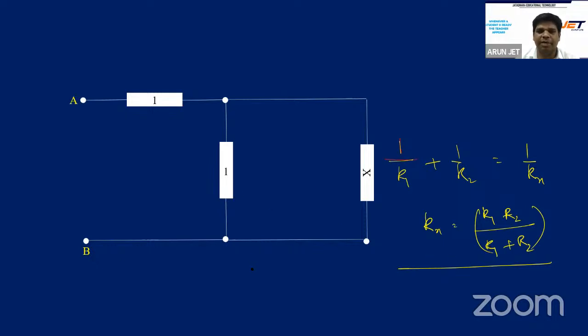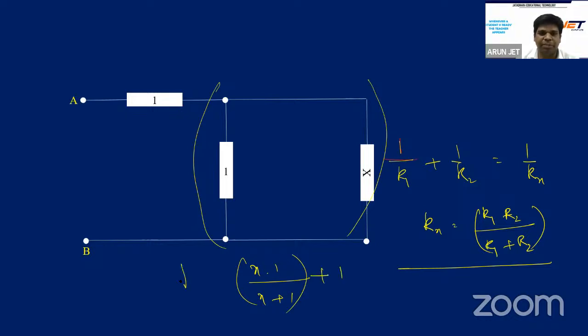So I've got X and 1. I'll write it as X into 1 by X plus 1. I got the equivalent resistance of these two resistors. Now this is in series with 1 plus 1. Now this is my R equivalent. So that would be X plus 1 by X plus 1, which is, as you all said, 2X plus 1 by X plus 1. Absolutely right, students. Now we are going towards a very good question, students.